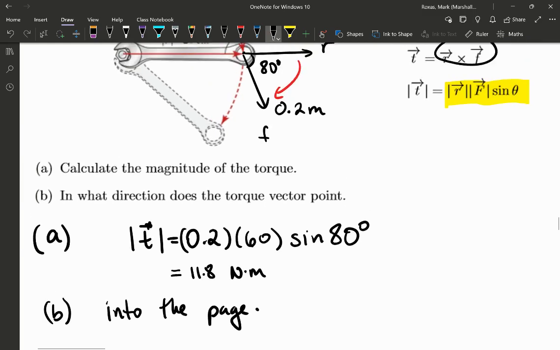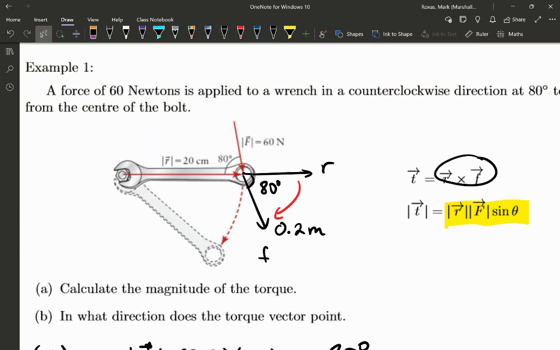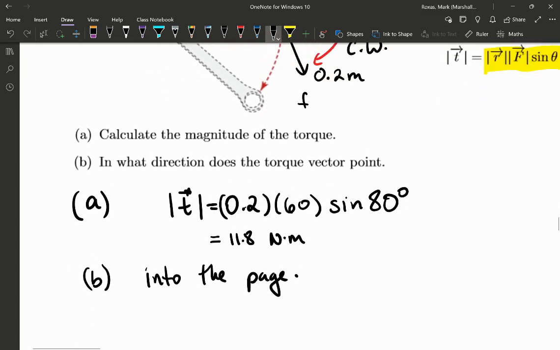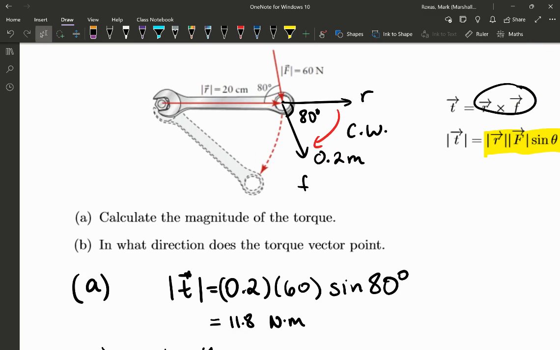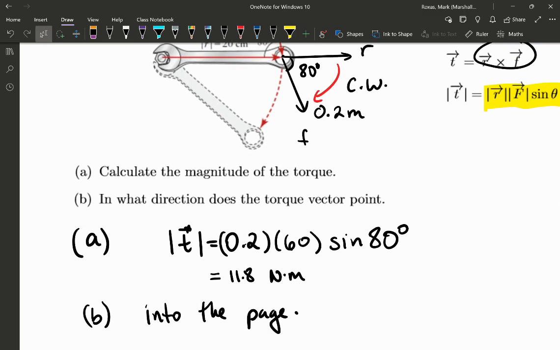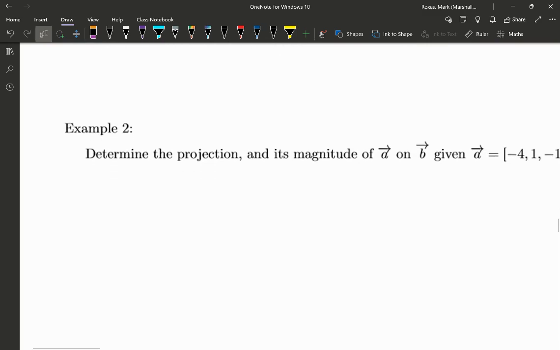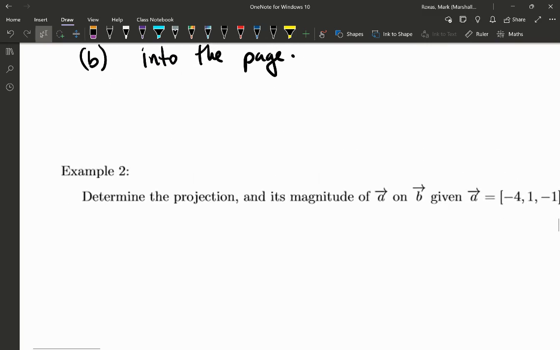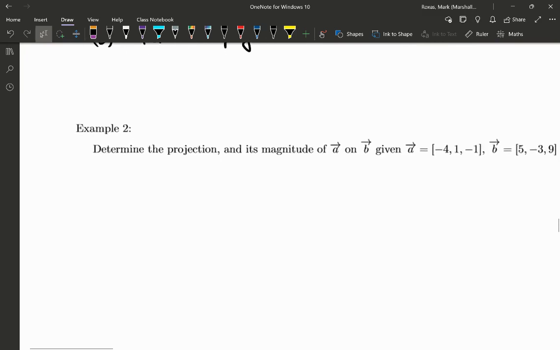And realistically, does that make sense? It sure does. If you're twisting a wrench going clockwise, what's happening to the bolt is that it's tightening. So the torque is going into the page, which means the bolt is tightening and going deeper into the hole. That's how you can really connect it to a real life situation, and bolts generally tighten when you turn them clockwise. So that's just one example of torque, an application of the cross product.